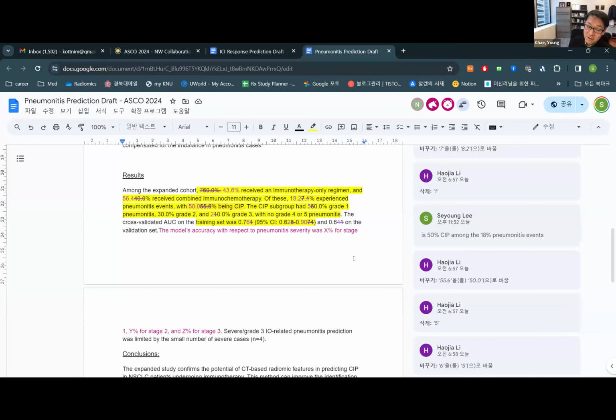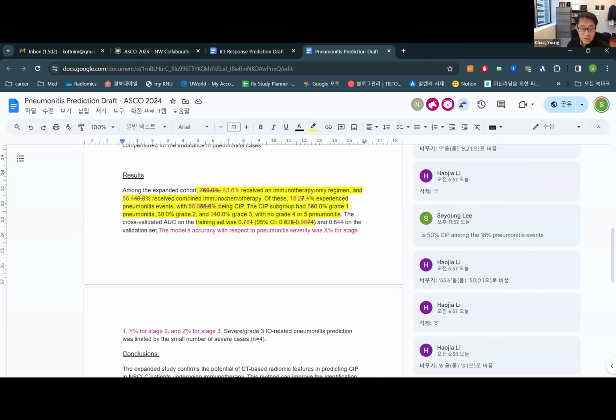That's grade 4. So really grade 3 and 4 are going to be our main interest. There was no grade 4. Grade 3 was 20%. So that's about right. Grade 5 is dead. Any toxicity that leads to death is grade 5. Okay, so AUC was 0.7, 0.6.